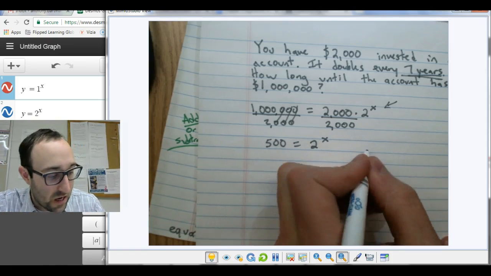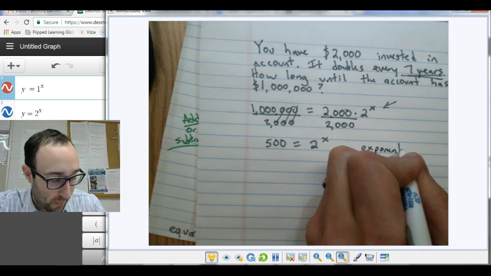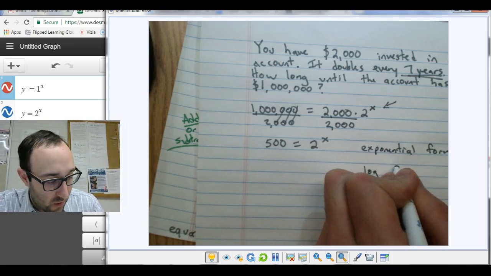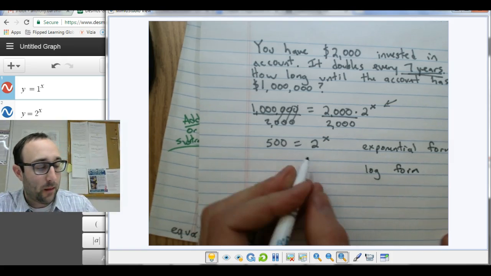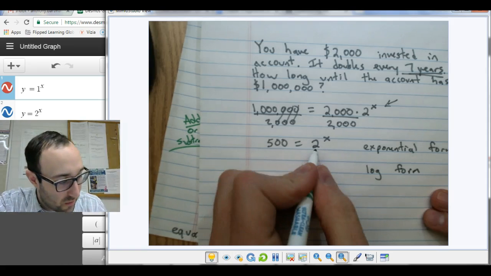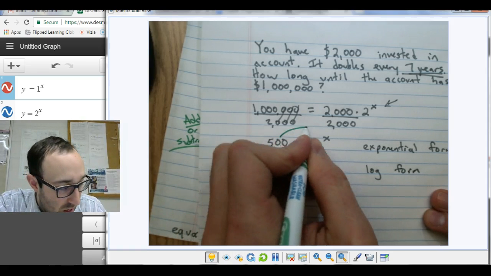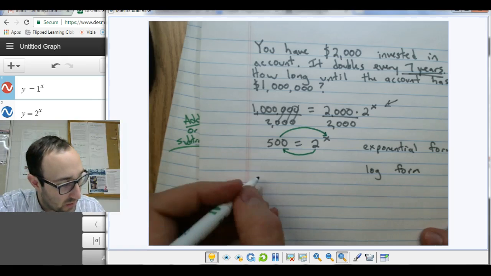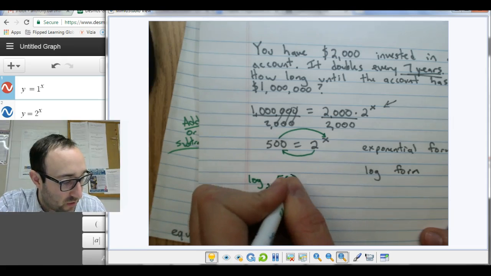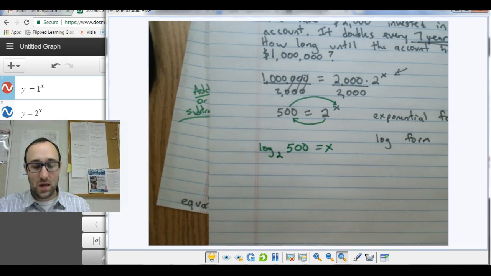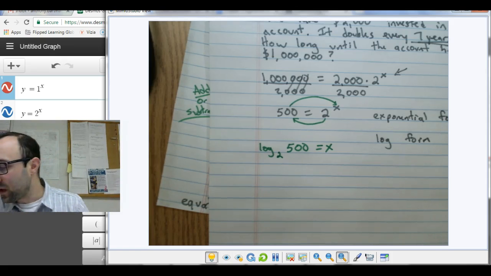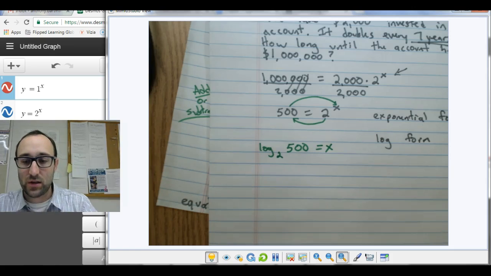So instead of writing this in exponential form, you have learned about logs. And so I want to write it in log form. So what I'm going to do with log form is I'm going to start with the base, go to the stuff that it equals, and have that equal the exponent. So I can say this is log base 2 of 500 equals x. And now I should be able to figure out what that is. All right. So my question is, what is that going to be?